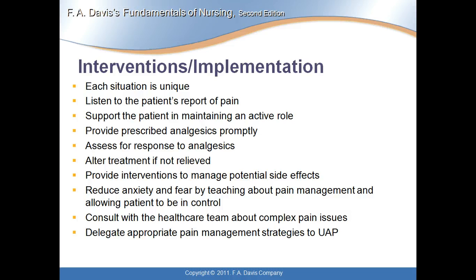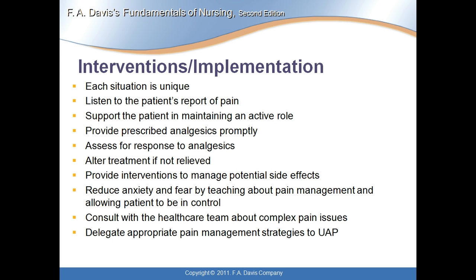Because one, you want to control it, and two, again, it is what they say it is, and it's also based on that scale. So regardless of how they're acting or how you perceive them, if they're on a scale of 1 to 10 and they are a 10, they're a 10. So you're going to also assess for response to analgesics. You'll give the Percocet, you'll wait about a half hour, you'll go back in, you'll ask them how they're feeling and determine whether or not the Percocet is actually working. Alter treatment if it's not relieved. So if you give the Percocet and in a half hour it doesn't work, then try something else.